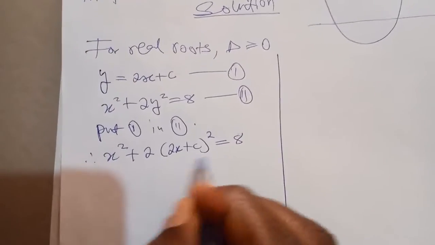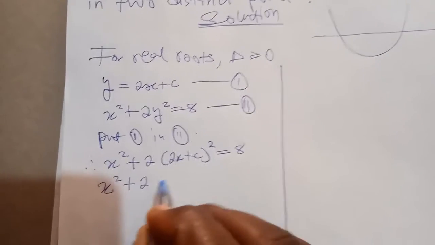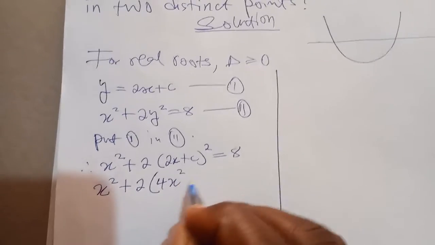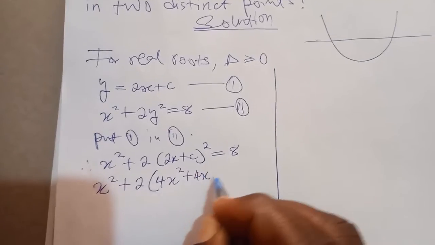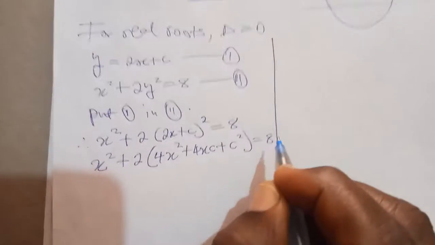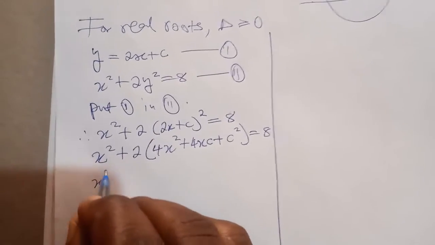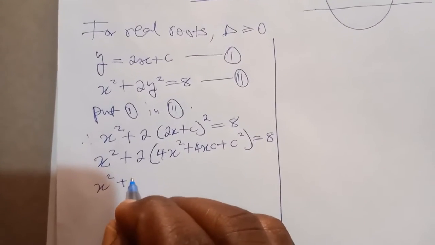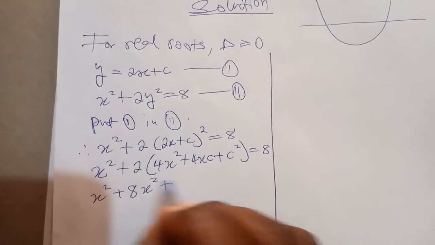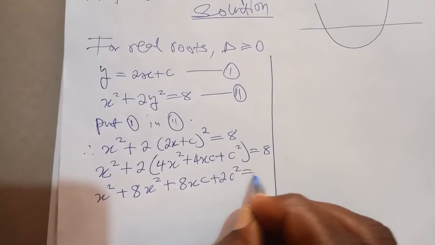So we'll have to expand or open the bracket to give us x squared plus 2 bracket. I taught you how to open the bracket like this. So we're going to have 4x squared plus 4xc plus c squared is equal to 8. Now, this becomes x squared plus 8x squared plus 8xc plus 2c squared equal to 8.